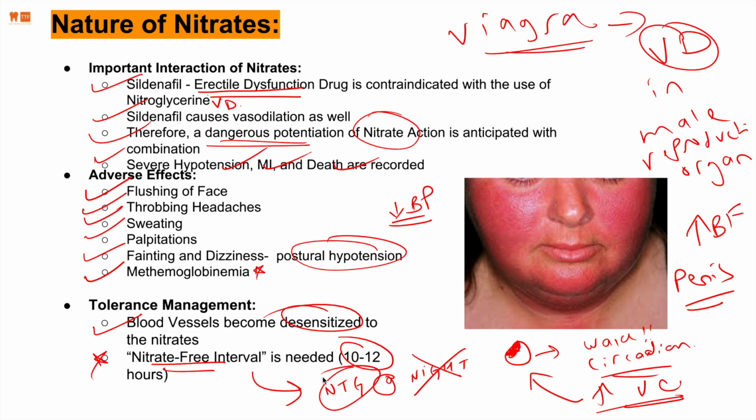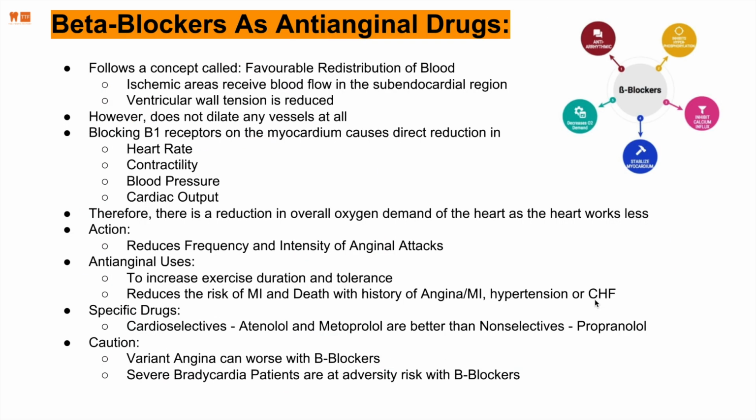Okay, so remember that, you guys. And that's where aspirin also helps and so on and so forth. Okay, so that was nitrates. Now we're moving on to the other class of drugs, beta blockers as anti-anginal drugs. Beta blockers have a wide range of action, one of them being anti-anginal.